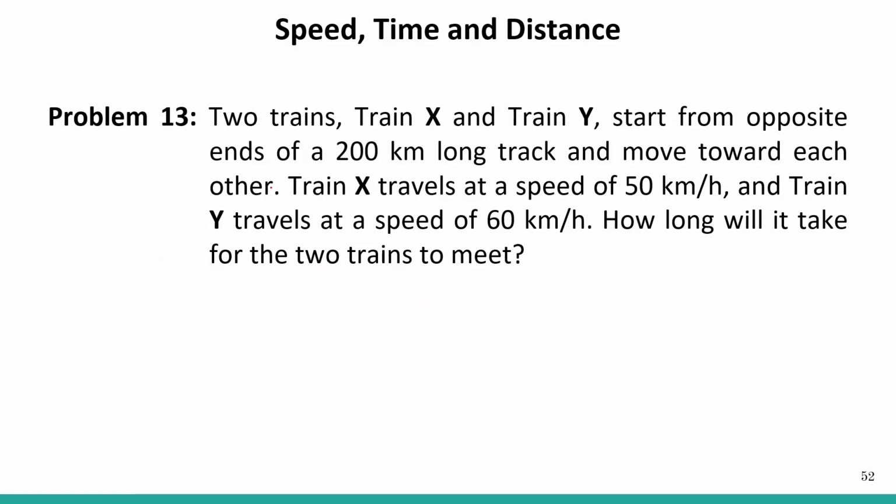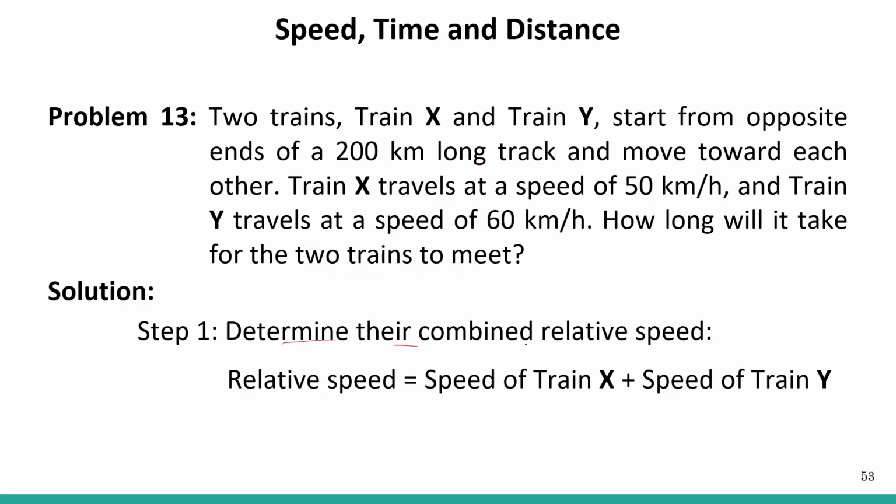Let's see problem number 13. Two trains, train X and train Y, start from opposite ends of a 200 kilometer long track and move toward each other. Train X travels at a speed of 50 km per hour and train Y travels at a speed of 60 km per hour. How long will it take for the two trains to actually meet?